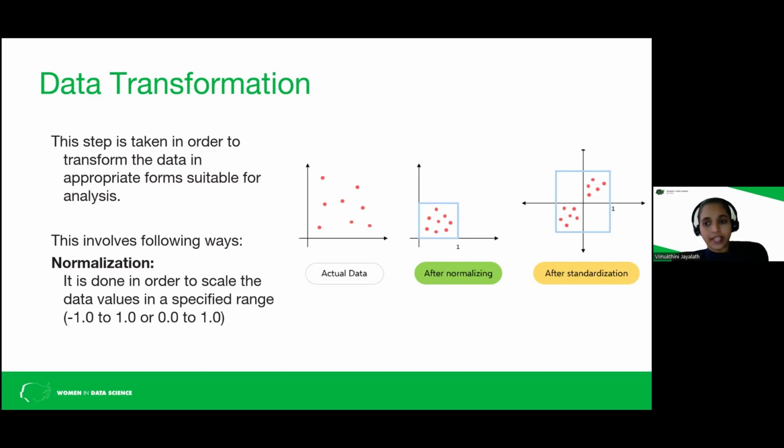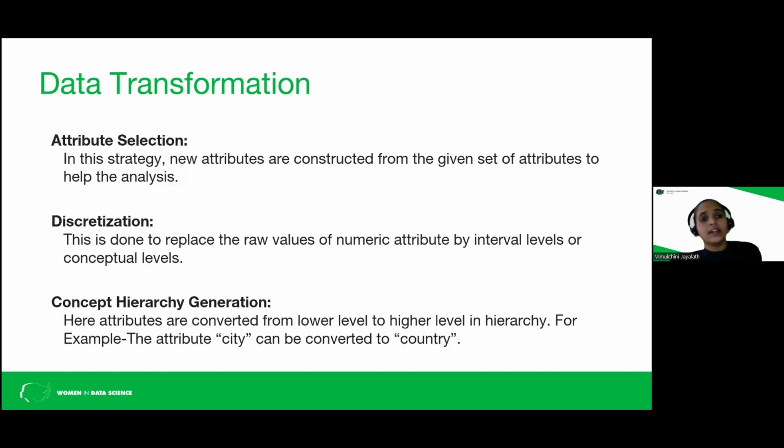So when it comes to standardizing, it's also a similar process where we take the entire data set and we reduce the range of it by using standardization techniques. So that's how we can transform data. And another way of transforming data is where we select a set of attributes and transform it.